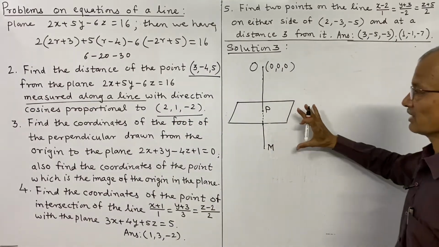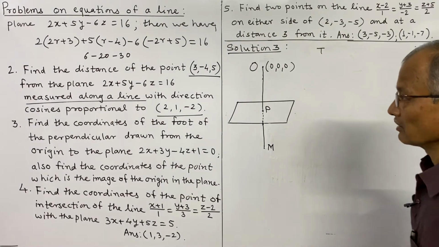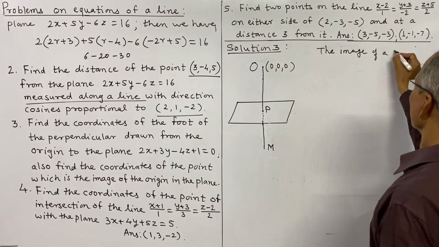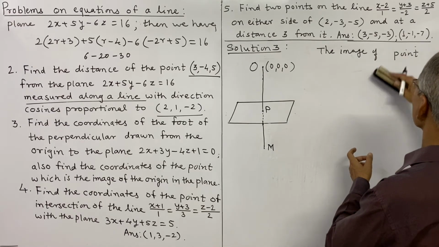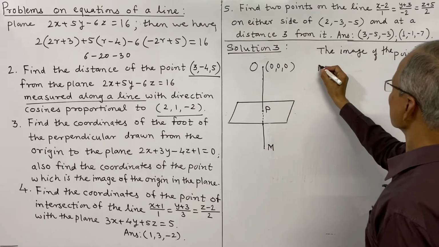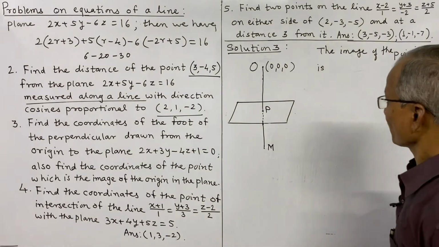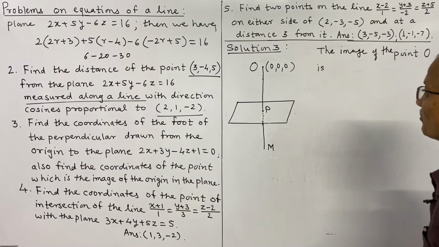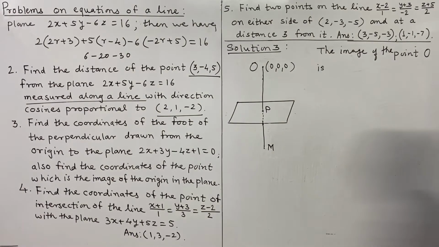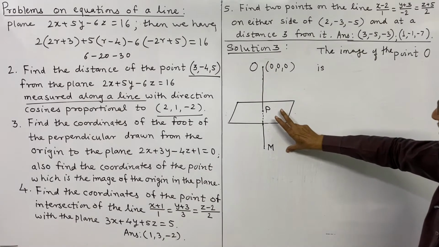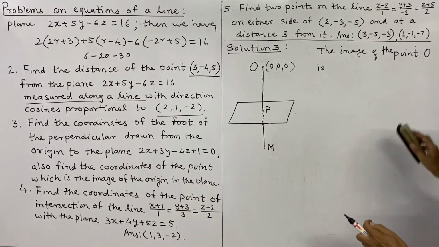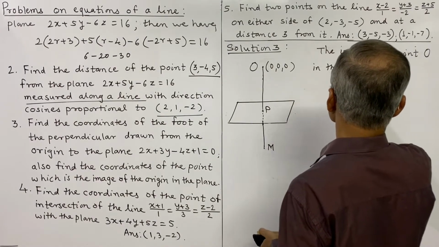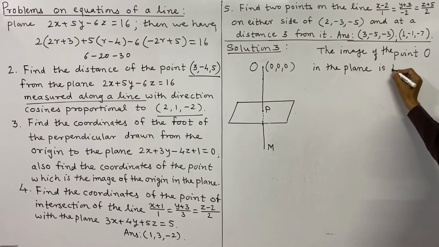So first we will write this as an image. The image of a point O in the plane: the points O and M are said to be images of each other in the plane if the plane bisects OM, that is, if P bisects OM perpendicularly in the plane.